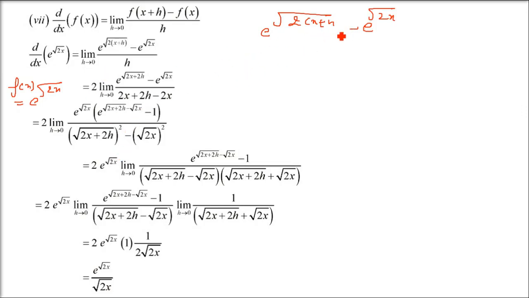First means the numerator. So what is the approach here? We have h in the denominator, so we have to use it. We cannot defer it for the last, but we need to use it here only. I am going to take e raised to under root 2x common from here, and whatever is coming in the denominator, we will keep as the denominator. There is h in the denominator.